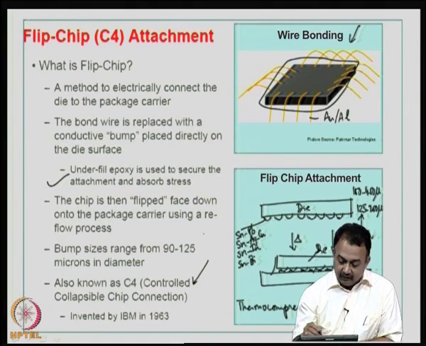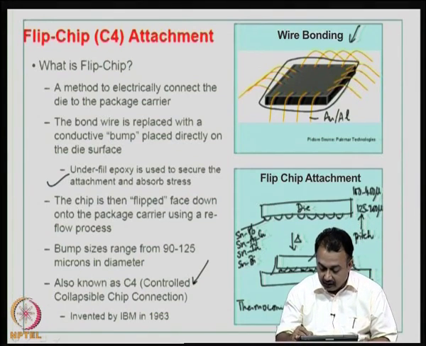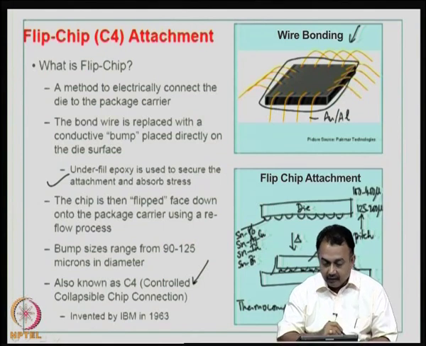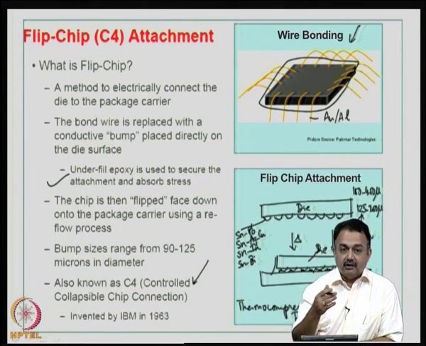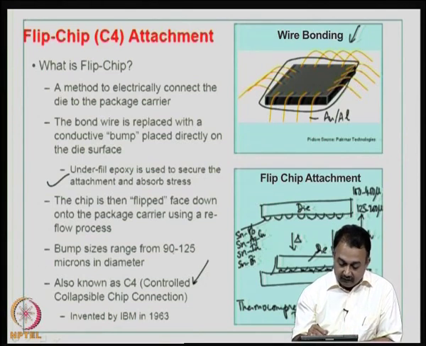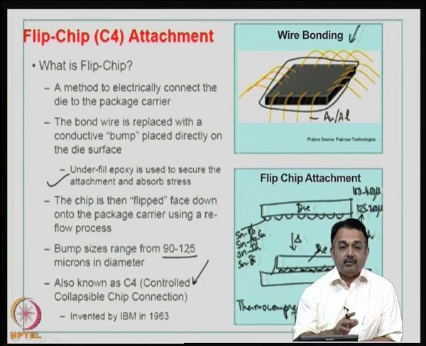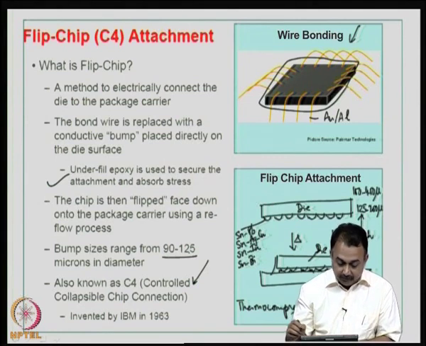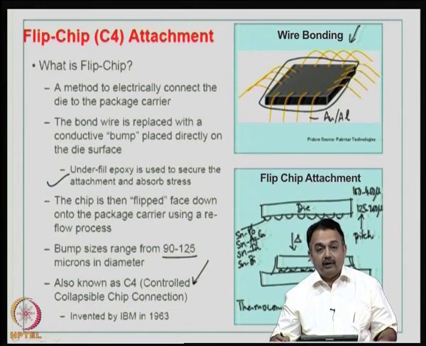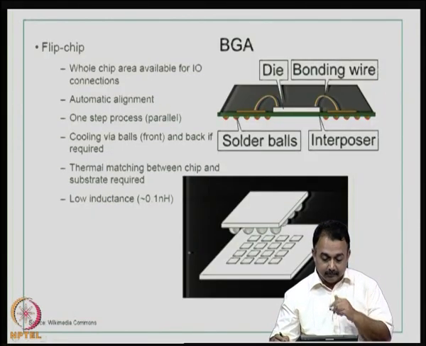So, the chip is flipped face down, as we have seen here, using a reflow process. In addition to thermocompression bonding, you can also use a reflow process. Reflow basically means you are going to melt the solder bump again and establish a new metallurgical bond with the bond pad on the substrate. The bump sizes range from 90 to 150 or 125 microns in diameter. So, you can imagine that this is a very high density connection. This is not a package, mind you, flip chip is not a package, and you need to have a fairly good understanding if you want to use C4 or flip chip.